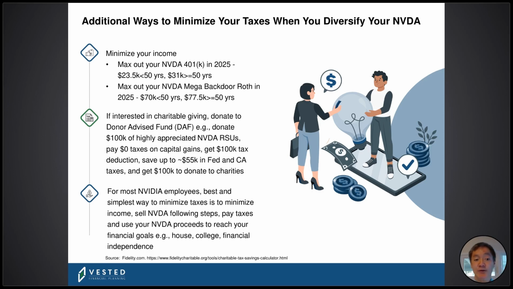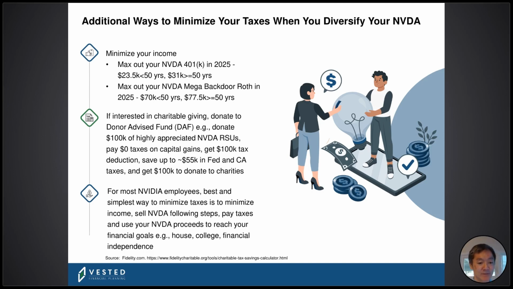Now, also, if you're interested in charitable giving, you like to give, then if you donate to a donor advised fund or a DAF, that's another great way of minimizing taxes. So the way it works is you donate to this DAF, you get the tax deduction immediately for that donation, and then you can donate from the DAF for as long as it takes you to use it up. It could be 5, 10, 15, 20 years to use it up.